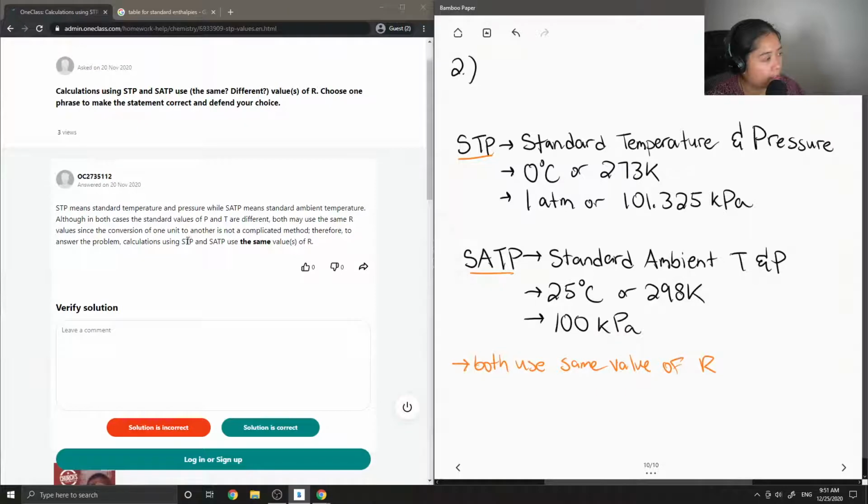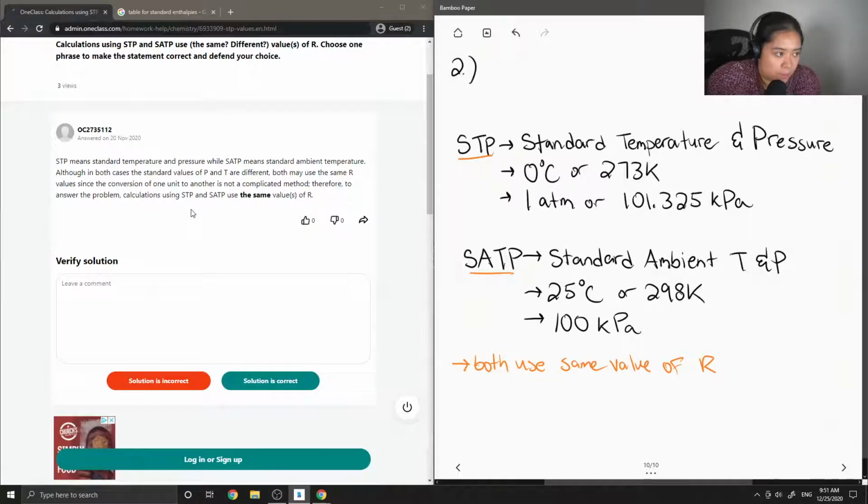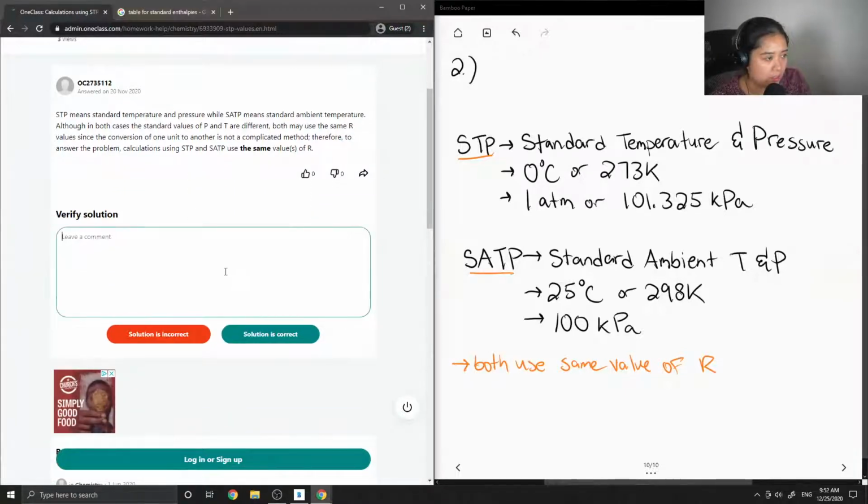Junior Tutor said that STP means standard temperature and pressure, while SATP means standard ambient temperature and pressure. Although in both cases the standard values of pressure and temperature are different, both may use the same R values since the conversion of one unit to another is not a complicated method. Therefore, to answer the problem, calculations using STP and SATP use the same values of R. Yep, so the solution is correct.